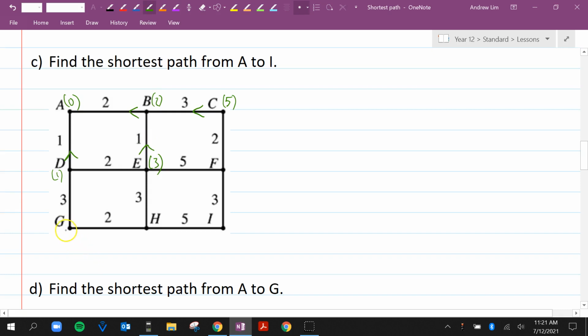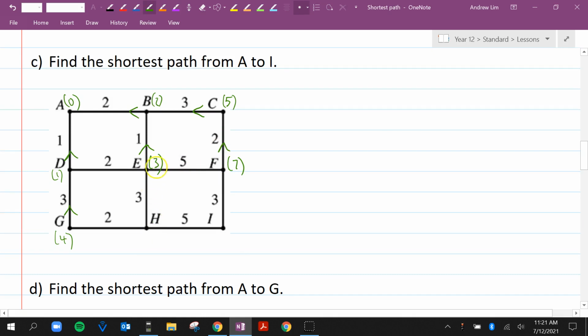Alright, what about G? G is 1 plus 3, which is 4, which is going to be the lowest out of any other one. So I'm just going to draw my arrow there. What about F? F, we have 5 plus 2, which is 7, or 3 plus 5, which is 8. So I'm going to take the smaller one, and it came from the 2.